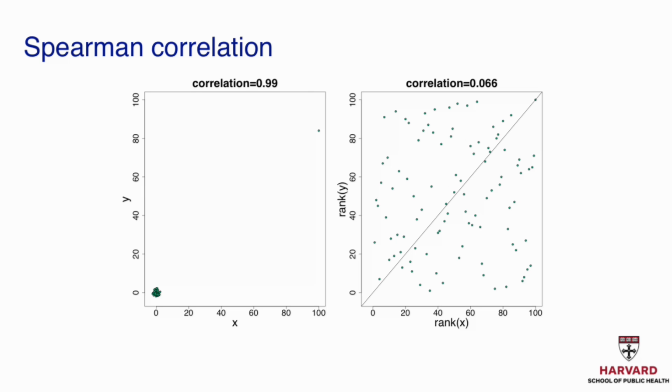Why is it so big? Basically because this point here is driving the correlation to be high. Spearman correlation is a very simple idea. Instead of looking at the values, we look at the ranks.